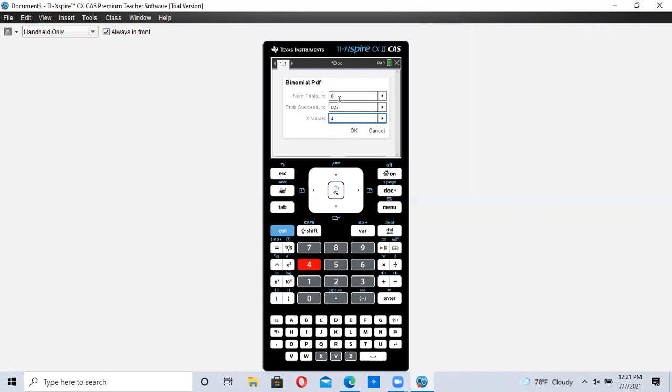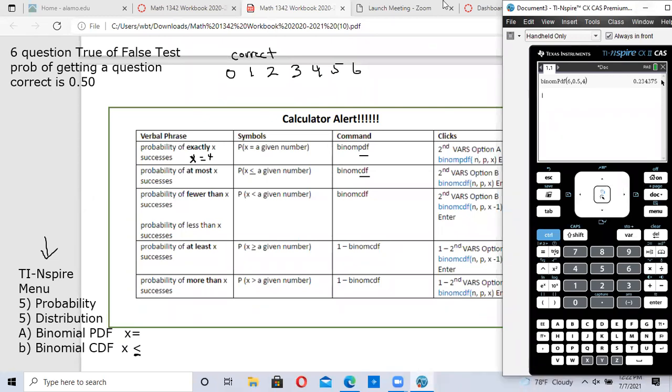So we just type these in here, hit OK, and there's our answer, 0.234375. Normally we're going to round this to 3 or 4 decimals. Let's do it to 4 decimals, 0.2344. So the probability of getting exactly 4 correct is 0.2344.